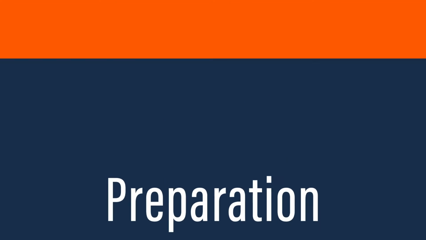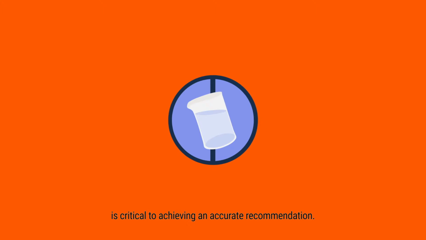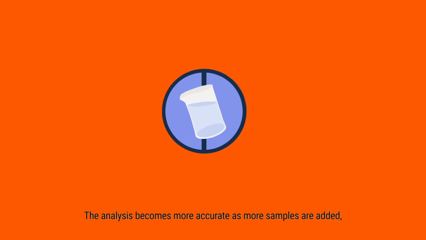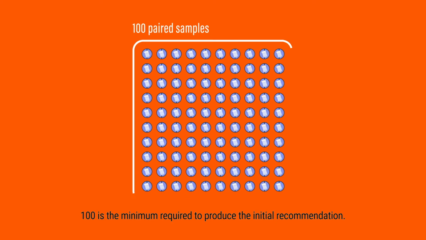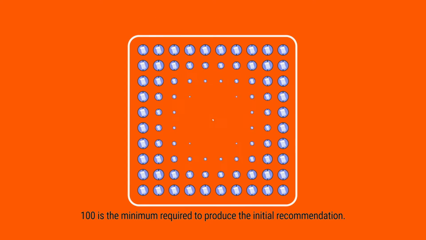Preparation. Providing the SWOT with sufficient good quality data is critical to achieving an accurate recommendation. The analysis becomes more accurate as more samples are added. 100 is the minimum required to produce the initial recommendation.